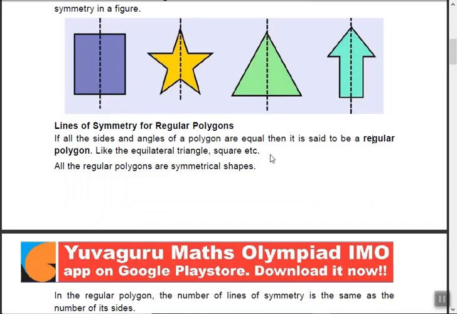Okay. Now lines of symmetry for regular polygons. If all the sides and angles of a polygon are equal, then it's called a regular polygon. See here, this is a regular polygon because all the sides are equal. This triangle, equilateral triangle, is a regular polygon. Similarly, pentagon, hexagon, anyone which has equal sides and equal angles, is called a regular polygon. Okay. Now all regular polygons are symmetrical figures.